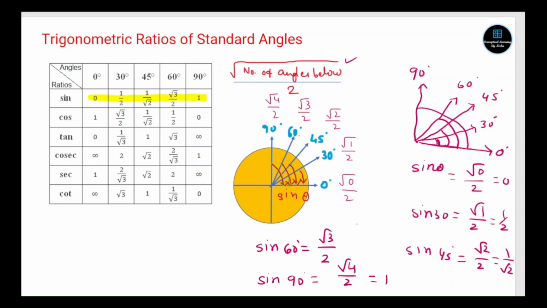Here you can see those values in this table, right? Cos values you have to simply write in reverse. So cos 0 is 1, and cos 90 is 0. So you write 1 first, then square root of 3 over 2, then 1 over square root of 2, 45 will be the same, then 1/2 goes here and 0 goes here.